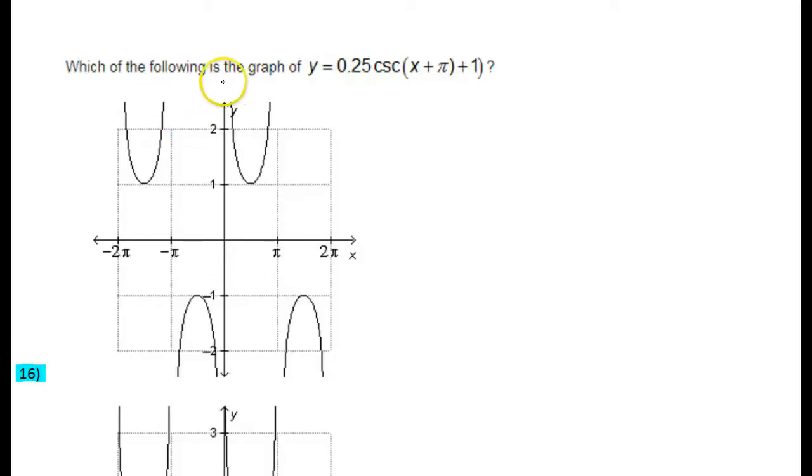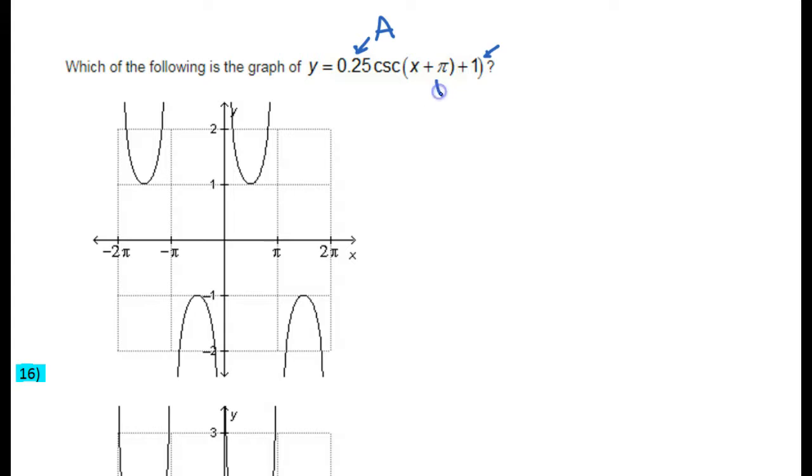Okay, which of the following is the graph of y equals 0.25 cosecant of (x plus pi) plus 1? I think this extra parenthesis right here is a typo, so ignore that. Obviously we have a few transformations here. We have an a value, which is a vertical compression, but we're not going to wind up using the a value to identify the graph. So you can pretty much ignore the 0.25 in the front.